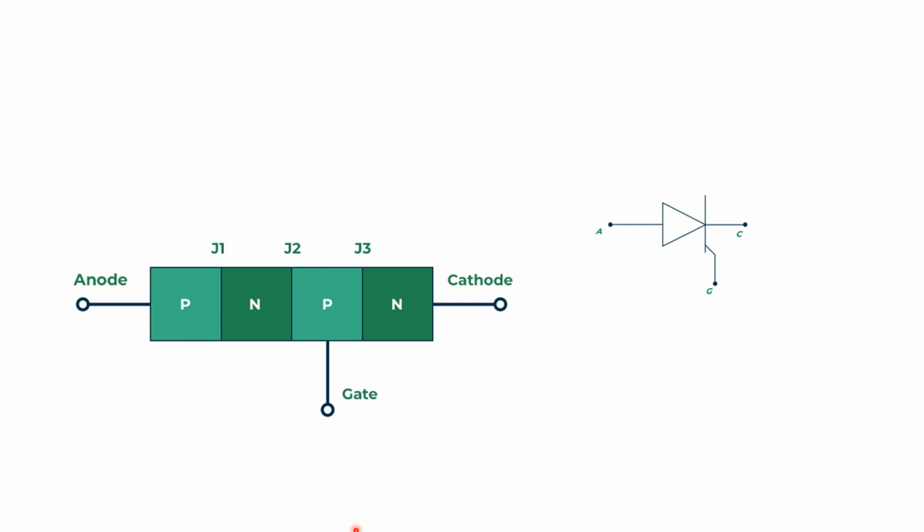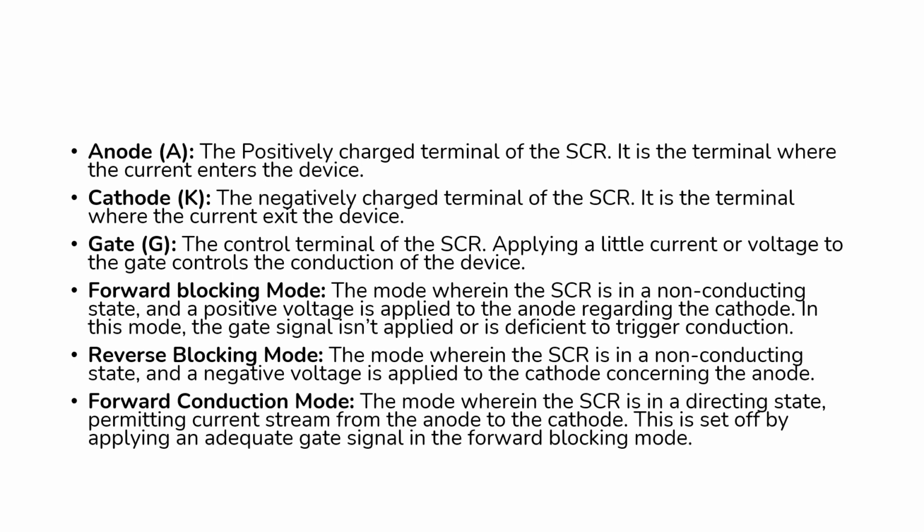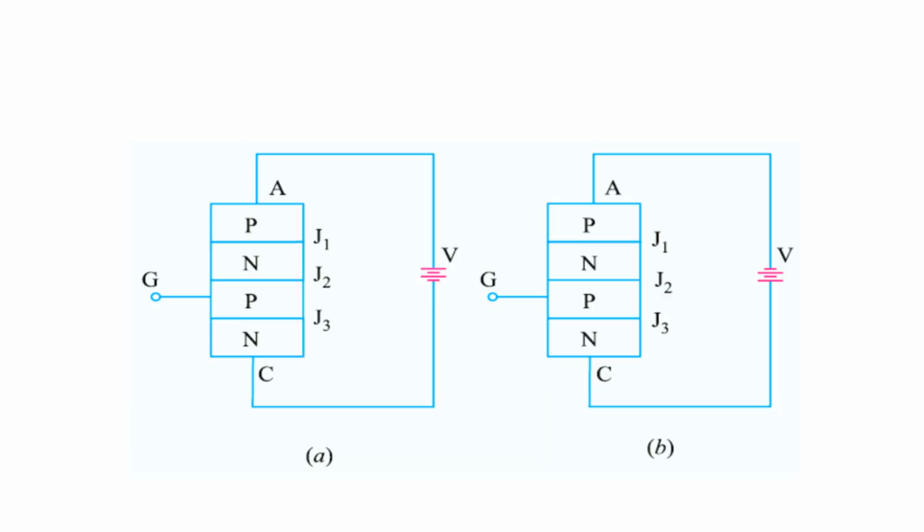The current flow will be from the anode to the cathode, that is, positive to negative. Now we will see the various modes of operation, and how you can connect the thyristor. There are two possibilities: one is that the anode is connected to the positive terminal, and the second is that the anode is connected to the negative terminal.